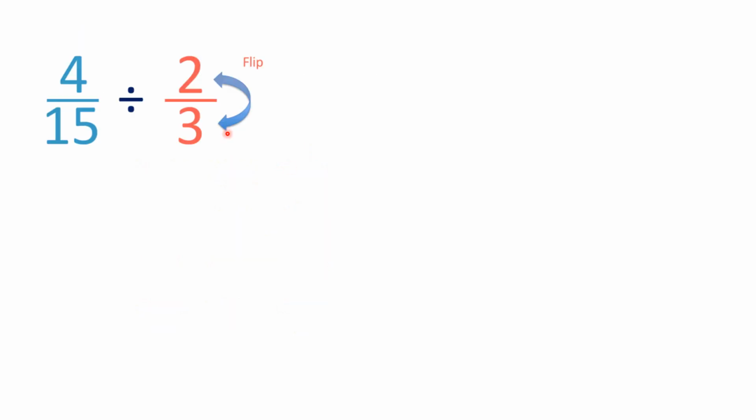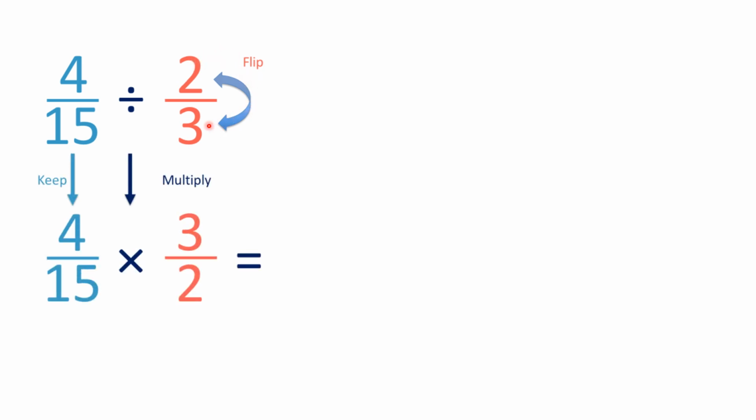Let's take an example. 4 over 15 divided by 2 over 3. We cannot divide two fractions. What to do? Keep, change, change. This one, change it, write its reciprocal. So we flip it, put it upside down. So keep, change, change. 2 over 3, it will be 3 over 2.